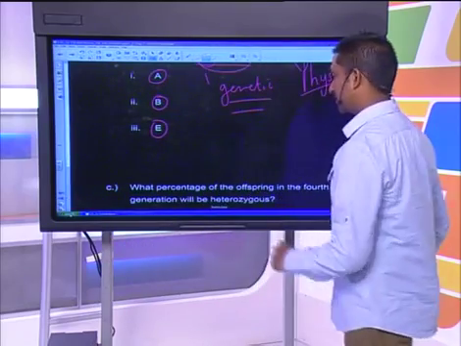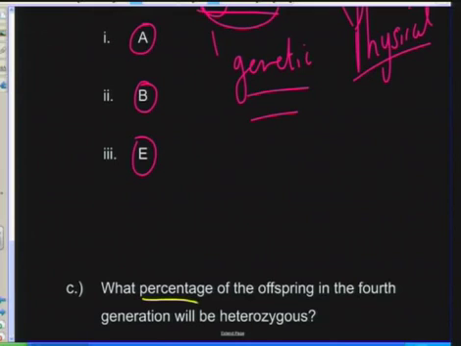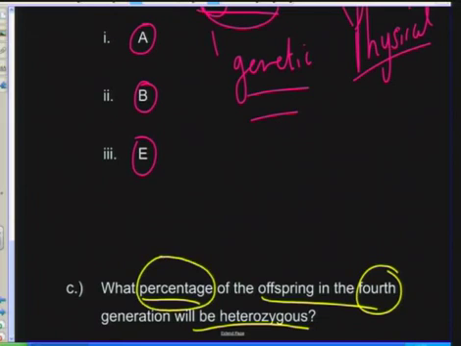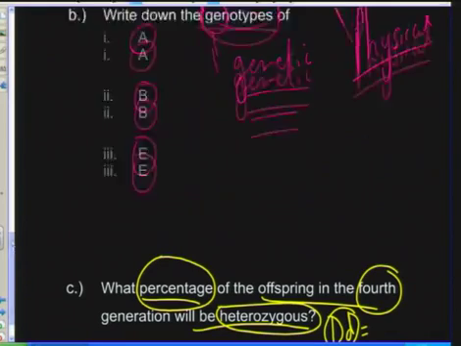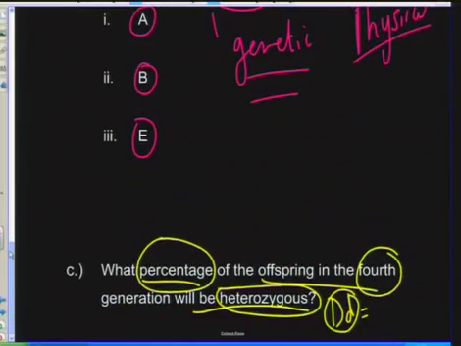Okay, let's look at the next question. What percentage, guys, of the offspring in the fourth generation will be heterozygous? So let's go up to the fourth generation and look at that question again. Read the question again. We've got to work out the percentage in the fourth generation that will be heterozygous. Remember, heterozygous simply means that for this condition, we've got to look at individuals that have this combination of alleles for their genetic representation. So we've got to look at the possibility of the fourth generation being heterozygous.